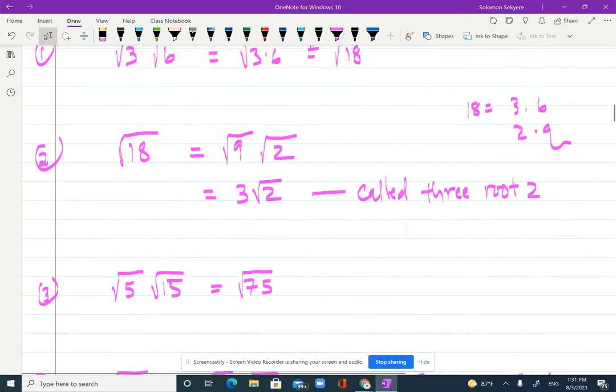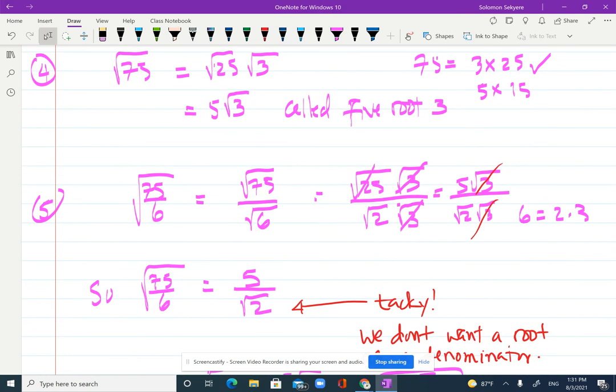Same if I have division: square root of 75 over 6 is the same as writing square root of 75 divided by square root of 6. Now square root of 75, let me see if I can split it into perfect squares. It is square root of 25 times square root of 3, and it becomes 5 root 3. At the bottom, I have square root of 6. Since I have square root of 3 on the top, I simplify this into square root of 2 times square root of 3. Then the top is 5 root 3 over square root of 2 times root 3.